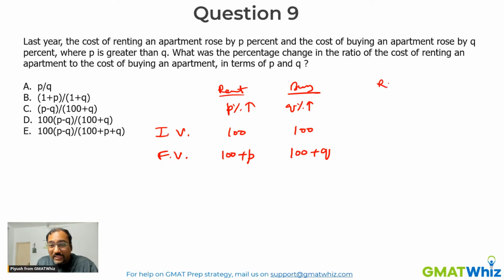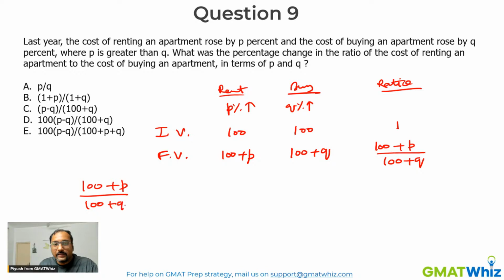So it's the ratio, okay guys, important, very important. Some people forget this. Ratio of renting by buying. Earlier it was 100 by 100, so it was 1. Now let's see what the ratio is. The ratio now is this. This is the final value, this is the initial value. So what is the percentage change? It is final value minus initial value divided by initial value into 100.